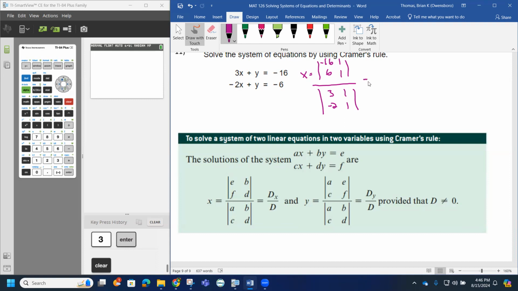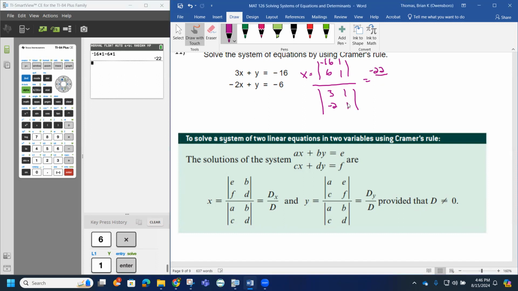So if I want to do that math, to evaluate a determinant, you have to multiply the diagonal, -16 times 1, and we can do this on a calculator. So -16 times 1, and then we're going to subtract the other diagonal, which is 6 times 1. And that's going to give us a -22.